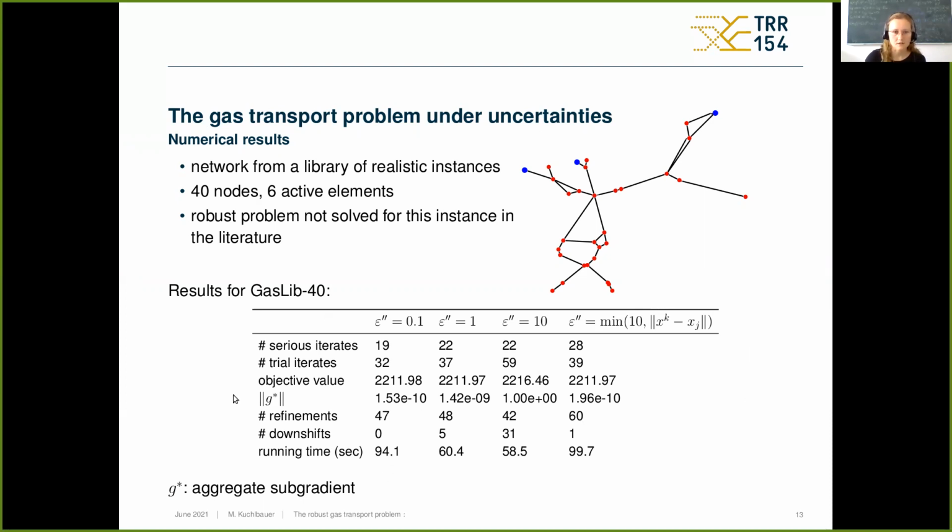To judge the quality of the solutions, we can look at the aggregate subgradient, which in the convergence proof is proven to lie in the approximate subdifferential at the solution. So we see that for the small exactness parameter, we obtain a good solution, but for this large one, it's a worse solution. And we see in the last column that by letting the exactness parameter also depend on the current distance of iterates, we can improve the results without needing much more running time than in this example.